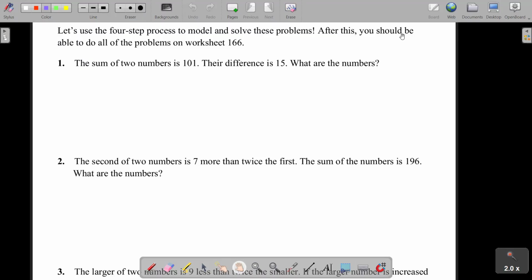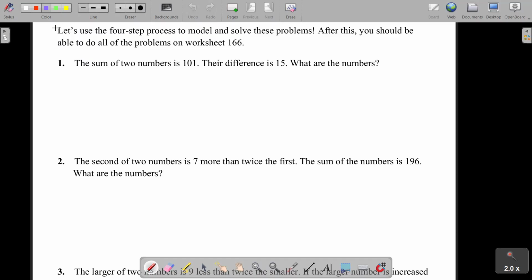And so you'll see throughout this worksheet that the equations sometimes can be very simple to write. But as we head down the worksheet here, they get a little bit harder. So let's get to it. We're still doing the same four-step process. And what is step one?